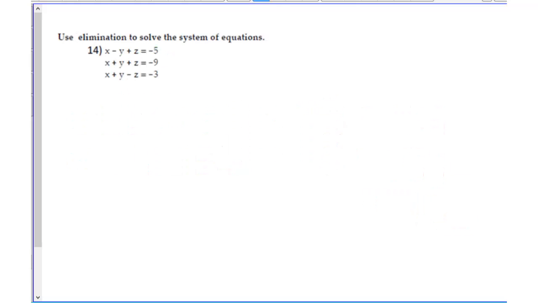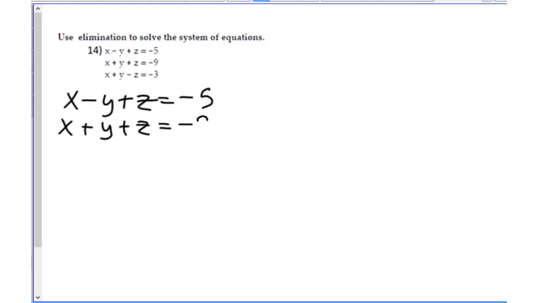Use elimination. So the big thing on this is: the idea is you want to eliminate the same variable twice. It doesn't matter which one you pick in this case. I like y personally. Z would be equally as easy to eliminate. But if I want to eliminate y, and start off picking the first two equations, and you just have to add them together.